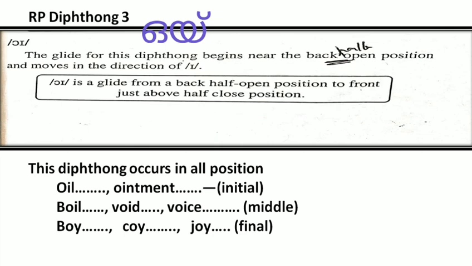Diphthong number 3, oi. The glide for this diphthong begins near the back half open position and moves in the direction of I. Oi is a glide from back half open position to front just above half closed position. This diphthong occurs in all positions in English words. In oil, you can see here, initial position. Ointment, initial position. But in boil, it is middle position. Void, voice, middle position. But in boy, coy, joy, final position.